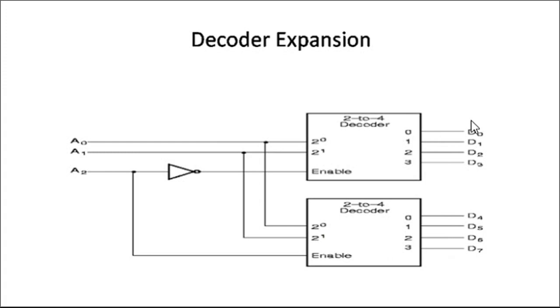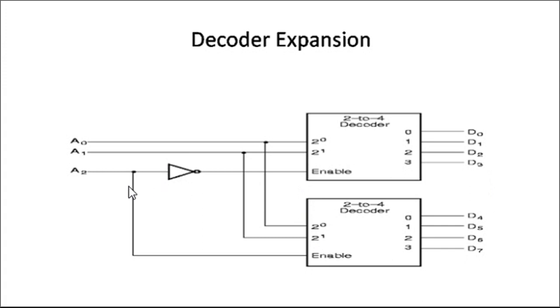Okay, so this is your LSB decoder. So D0, D1, D2, D3. Okay, so we can call it D4, D5, D6, D7. Okay, now both enable pins, and we can add the inverter.